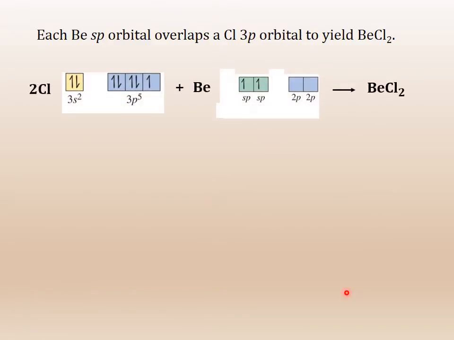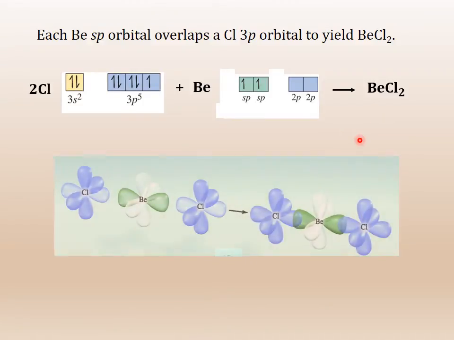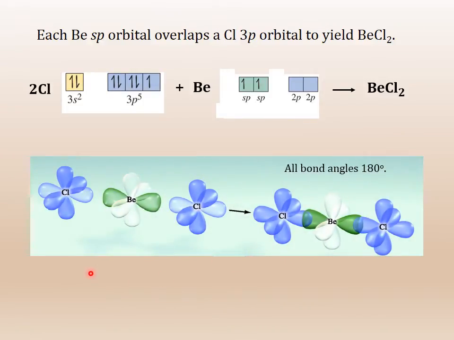So then when you start forming the bond where you have BeCl2, you have beryllium, which looks like this because it has the sp and the 2p. This is empty, so this is not bonding. And then you have the two chlorines, which is 3s2, 3p5. Which means you're going to have a p-sp overlap to give the beryllium chloride. And then this is what the structure looks like.